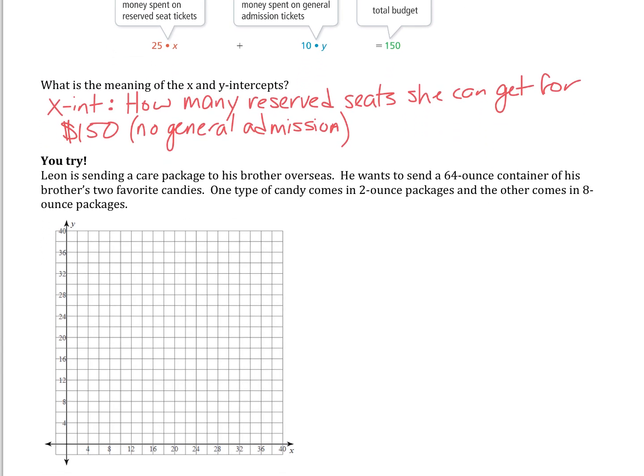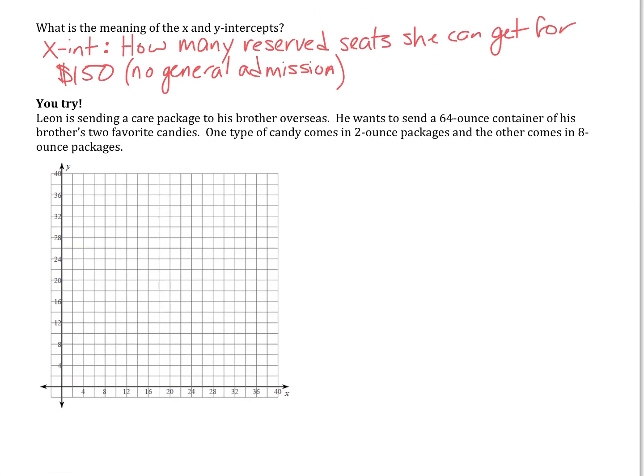All right, so this you try we're going to do together. Well, kind of. So Leon is sending a care package to his brother overseas. He wants to send a 64-ounce container of his brother's favorite 2 candies. One candy comes in 2-ounce packages, and the other comes in 8-ounce packages. So let's go ahead and write an equation, because I want you guys to be able to do that. So what do you guys think the equation would be?